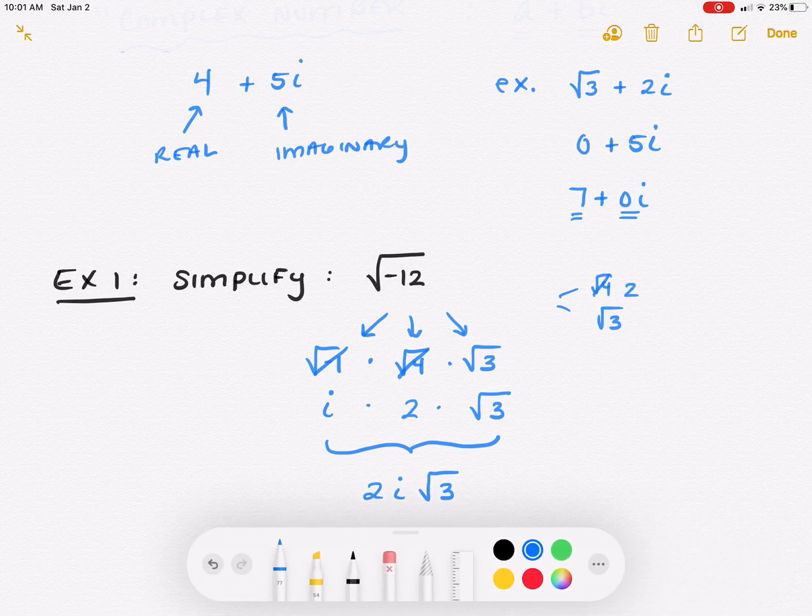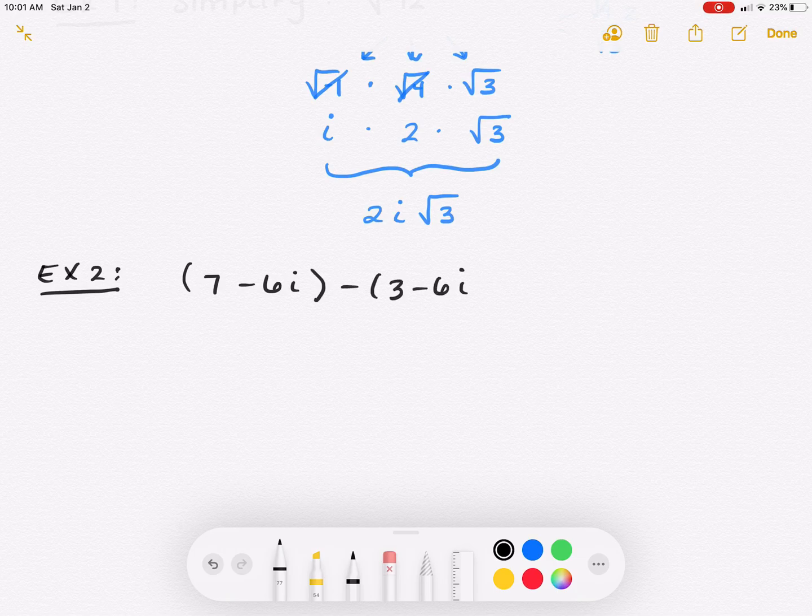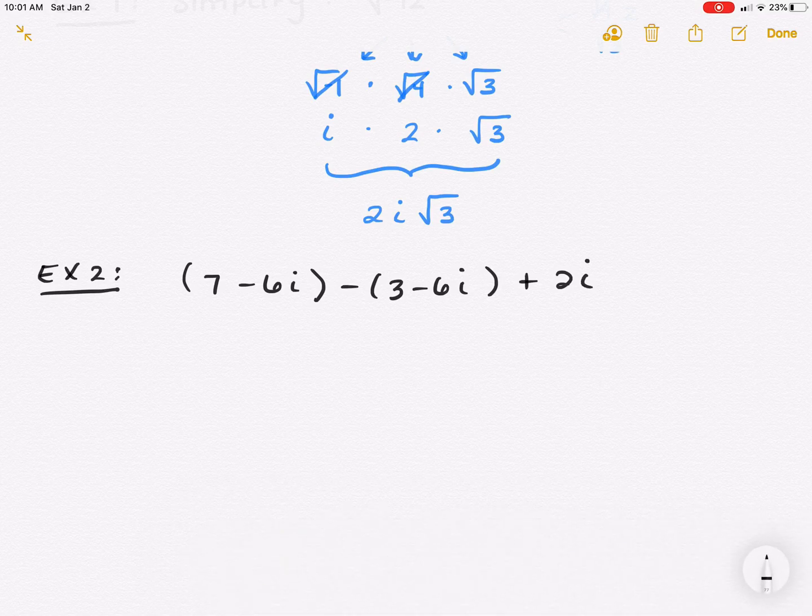We'll get a little bit more practice with simplifying, but let's keep going to a few operations. Example 2, let's try a little bit of adding and subtracting. Suppose we do 7 minus 6i minus (3 minus 6i) plus 2i. Well, i, again, is just a symbol, very much the way that x is a symbol, and it's going to work very similarly in that we combine like terms. So when we have something like this, let's take a step. This is like having a +1 in front, so if we distribute a +1 here, nothing's going to change.